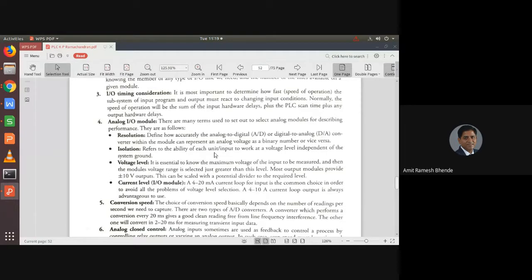Now we have seen digital to analog conversion and analog to digital conversion. In analog to digital conversion, the input is analog voltage, and that analog voltage is converted into a digital signal, the binary signal in the form of 101110, like that. Okay. So what is the resolution of that converter is very important.